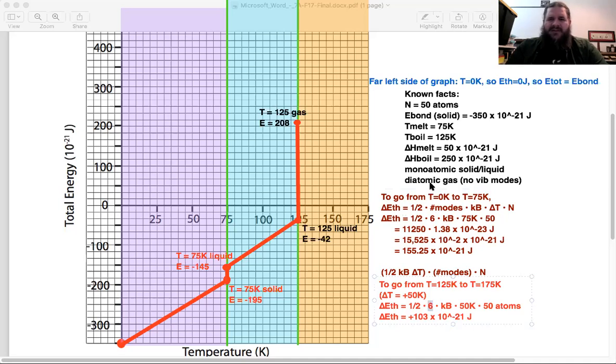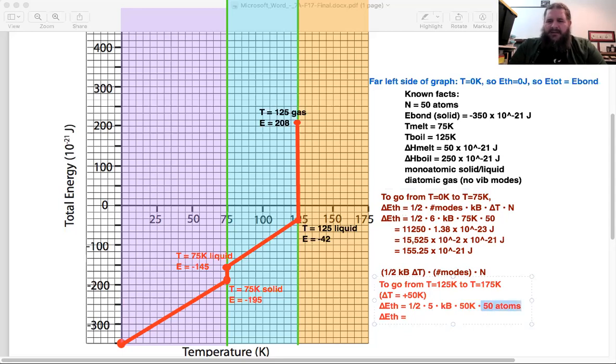If this is a diatomic gas, how many modes does it have per molecule? Without the vibrational modes, I think it's 5. Right, because we've got the 3 translational modes and 2 rotational modes. The molecule can move around in 3 dimensions, and it can rotate around 2 different axes. Its own axis of symmetry doesn't count. And no vibrational modes, so just 5.